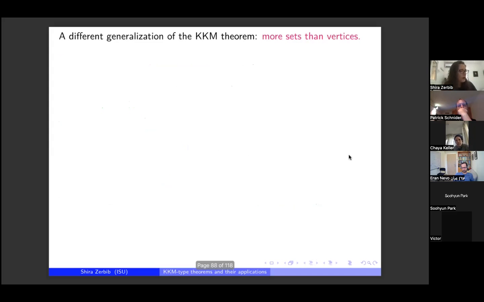Now I want to tell you a different generalization of the KKM theorem. The reason I want to do that is not because I just want to throw generalizations at you, but because I want to be able to give you more applications. And for those applications, we will need more generalizations, and in particular, a generalization of the KKM theorem for polytopes that are not the simplex. But first, let us introduce Shapley's result, where we have more sets than vertices.